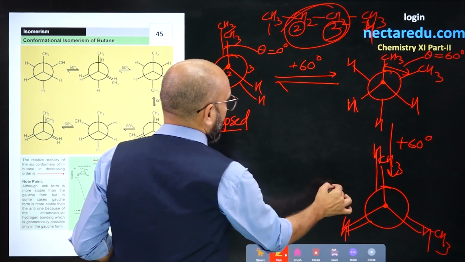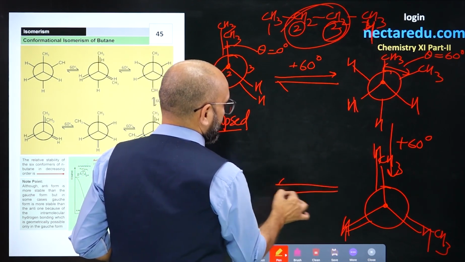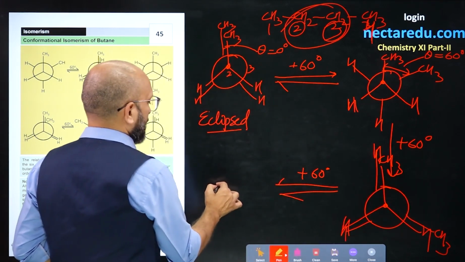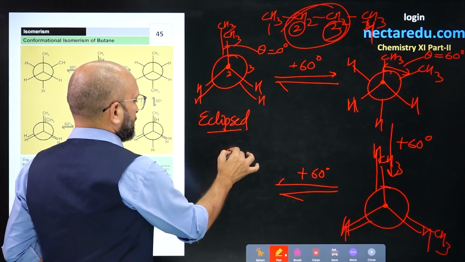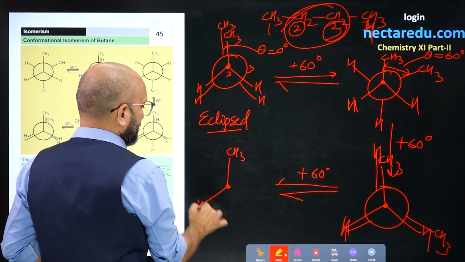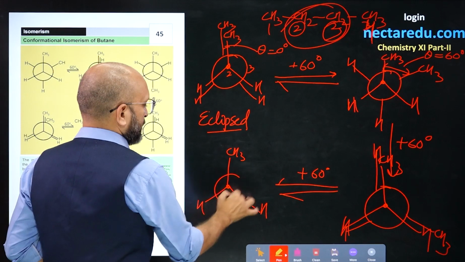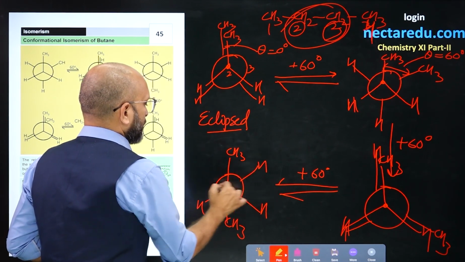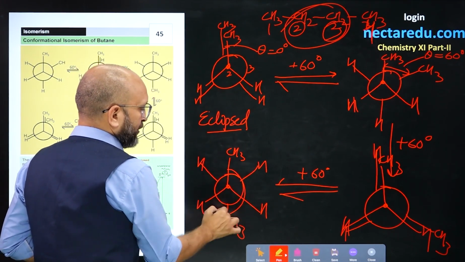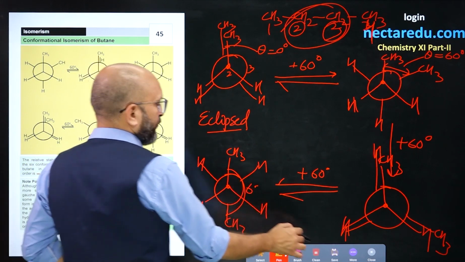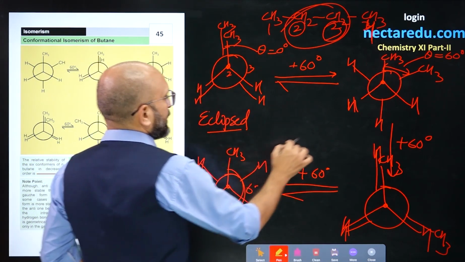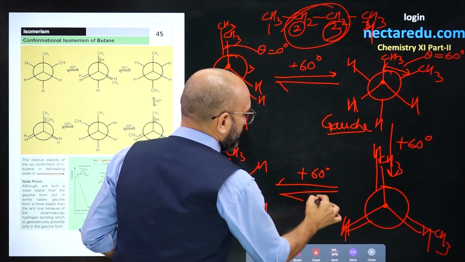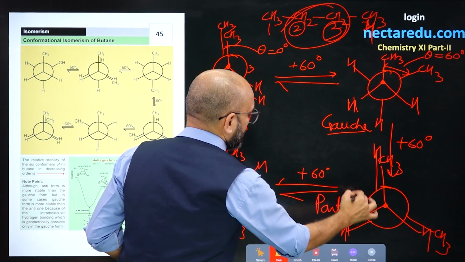If I rotate by another 60 degree, what will I get? By 60 degree if I am rotating the third carbon, I'll get something like this. Second carbon I have kept constant, I am just rotating the third carbon. So now methyl will rotate and come here and the hydrogens will go here. Now the angle rotated overall is 180 degrees, right? So this form is called eclipse, this is called gauche form, and this is called partially eclipsed.